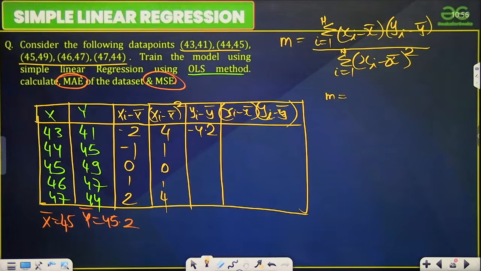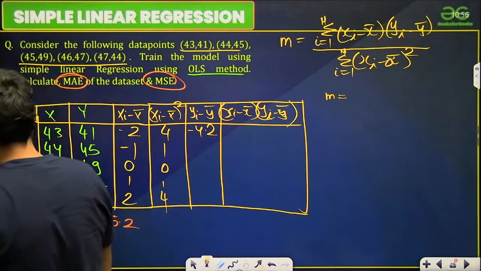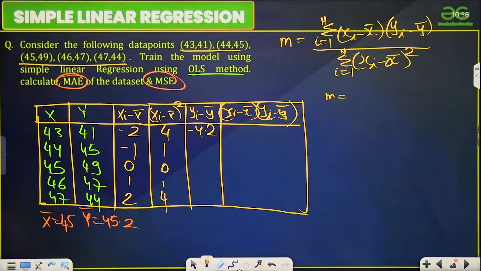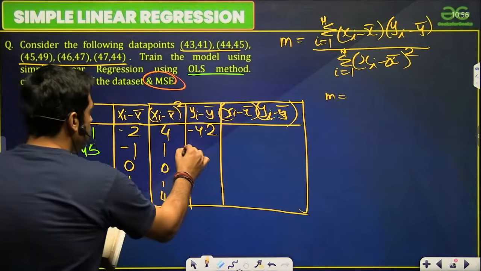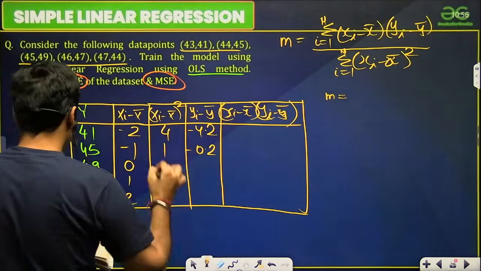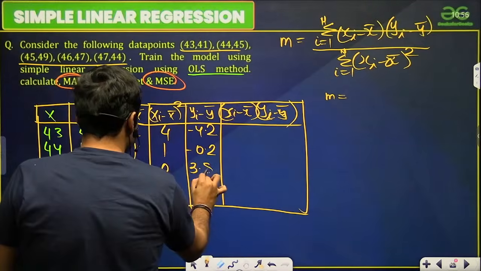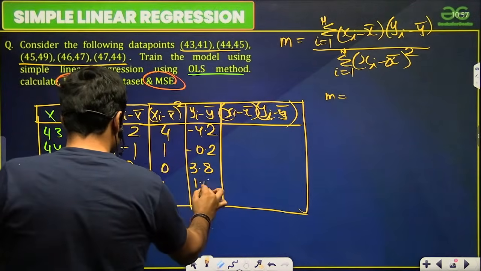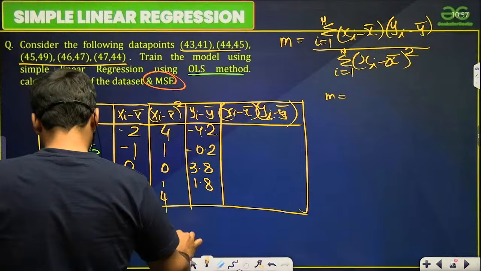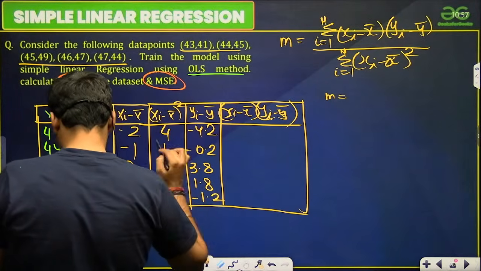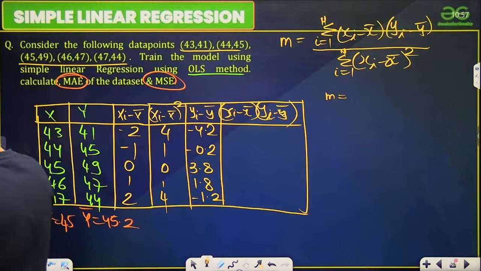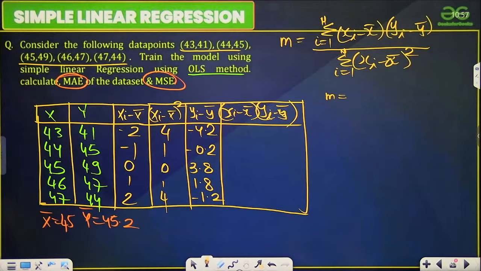Yes, negative of 4.2, then I'll complete the table. Then we have negative of 0.2, then 3.8, then 1.8, and negative of 1.2. Now I can just multiply xi minus x bar with yi minus y bar.